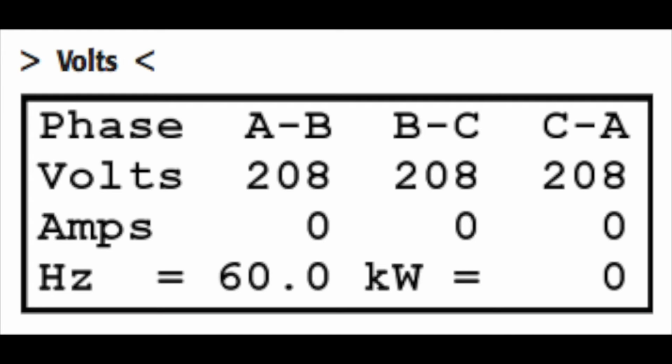Here's an example of your typical 3-phase system voltage page. Line 1, we're seeing 5 phase titles for the voltage and current. Line 2, line-to-line voltages in volts, RMS. Line 3, line currents in amps, RMS. Line 4, generator frequency in hertz and total system power in kilowatts.